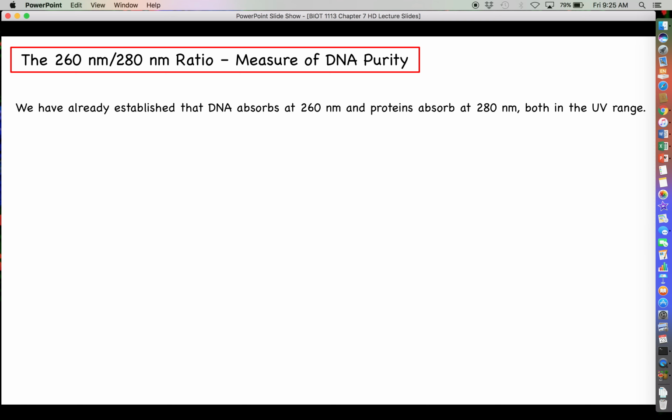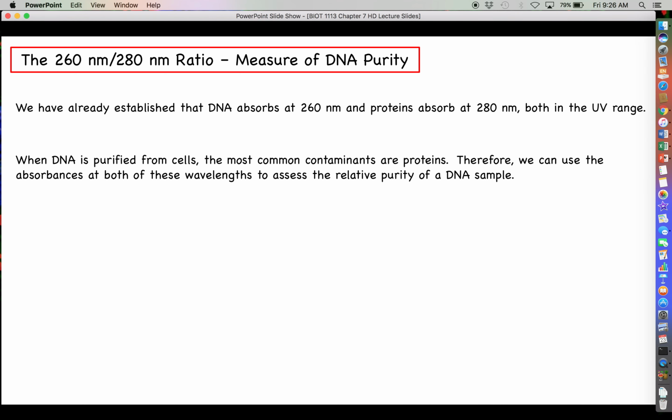So the last thing that we want to mention here is something that should be very useful if you get to the point where you're doing a lot of DNA purification. This is a measure of the purity of DNA in a preparation of DNA, and this is what is called the 260 to 280 nanometer ratio. We've already established in the previous two slides that DNA absorbs at 260 nanometers and proteins absorb at 280 nanometers, both in the UV range.